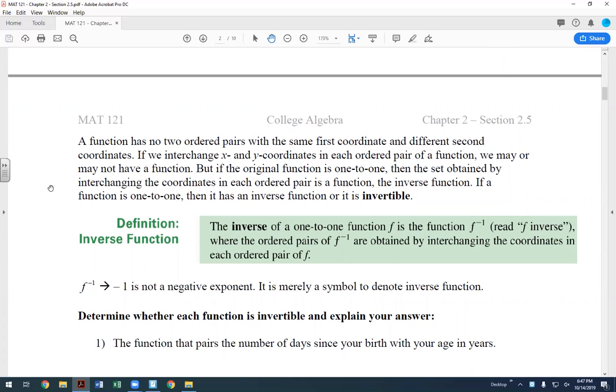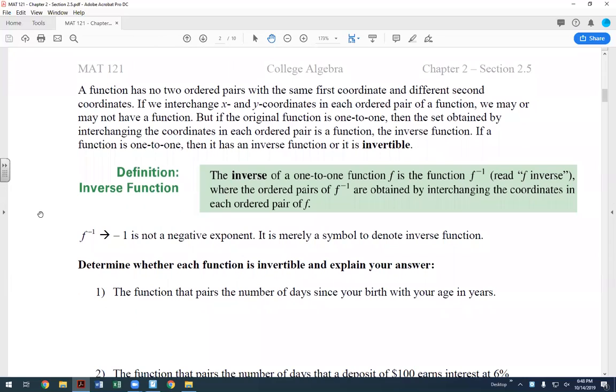So we're saying if we interchange the x and y coordinates in each ordered pair, we may or may not have a function. But if your original function showed that one-to-one correspondence, then by switching your x and y coordinates, you are still getting a one-to-one function, which means your function is invertible. You can find the inverse of your function.